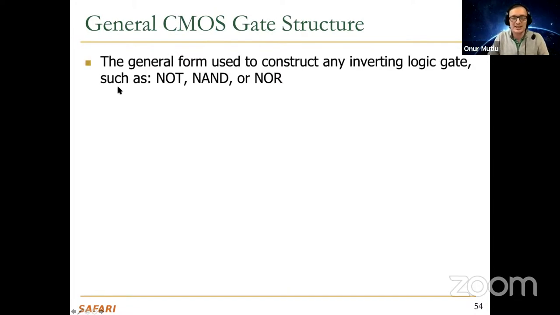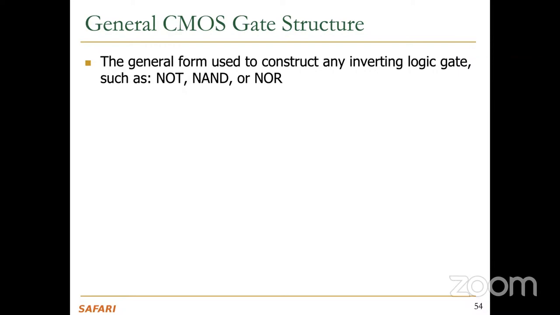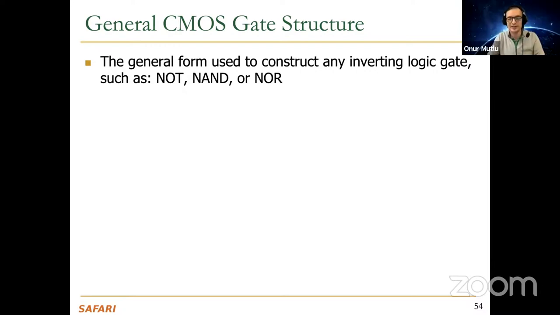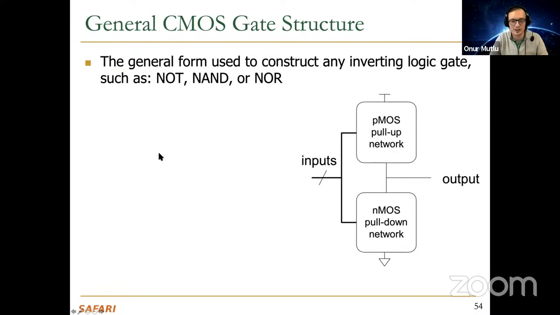So basically the general form that I showed you of a CMOS gate, a PMOS pull-up network, which pulls up the output voltage to high voltage, and an NMOS pull-down network, which pulls down the output voltage to zero, can be used to construct any inverting logic gate. NOT we did, NAND we did, NOR I described, but we didn't really construct it. But you can find NOR in your book also.